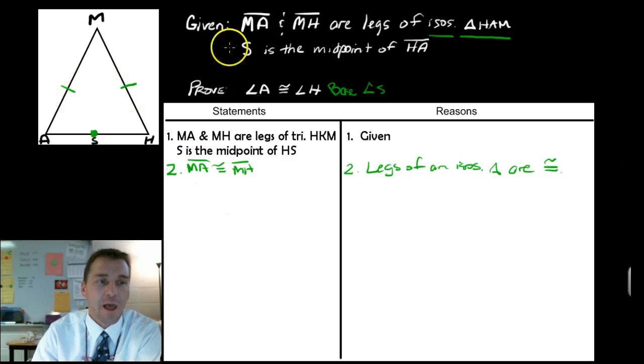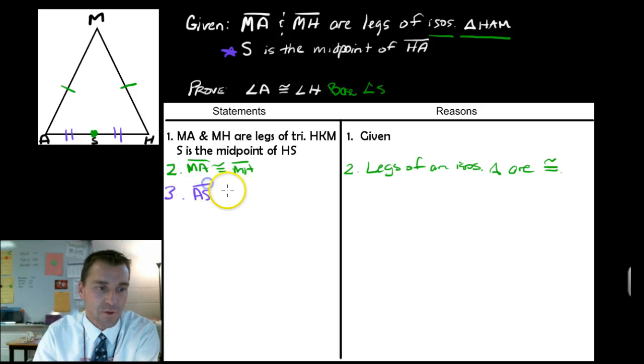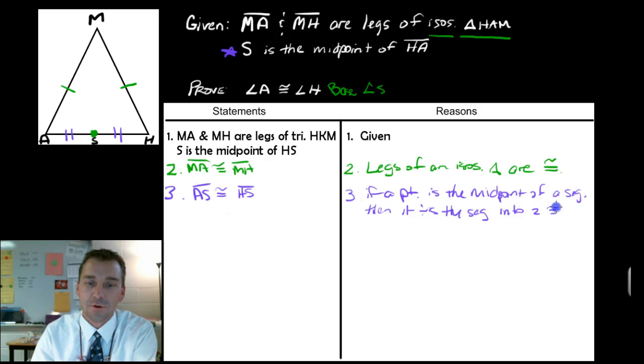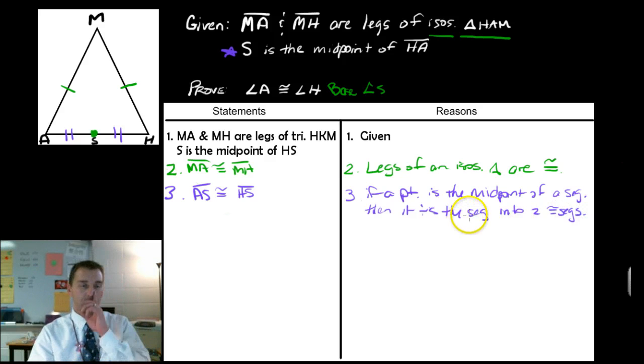So we have that. Now let's change colors. Let's use this information right here. S is the midpoint. If S is the midpoint, that means AS and HS are congruent. So let's write that as a step. So AS is congruent to HS. Our reason is if a point is the midpoint of a segment, then it divides the segment into two congruent segments. Straight up definition of midpoint.